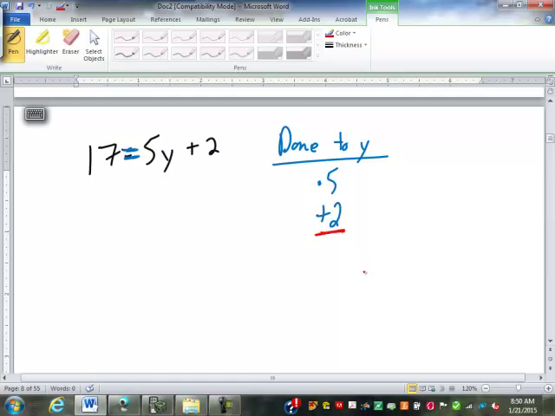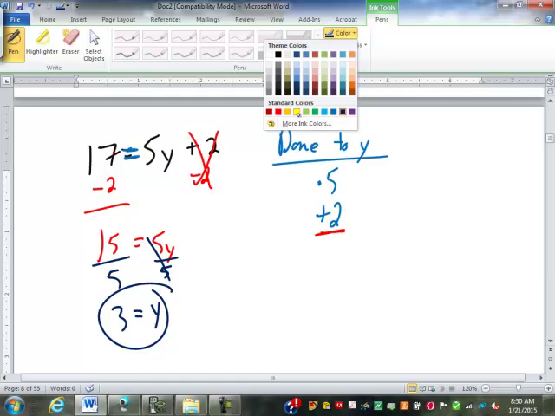So to take off adding 2, we're going to subtract 2. 17 minus 2 is 15 equals 5y. And then divide by 5. y equals 3.